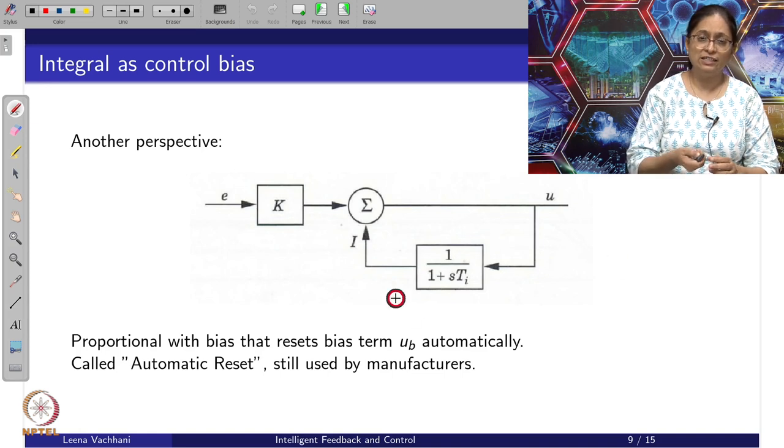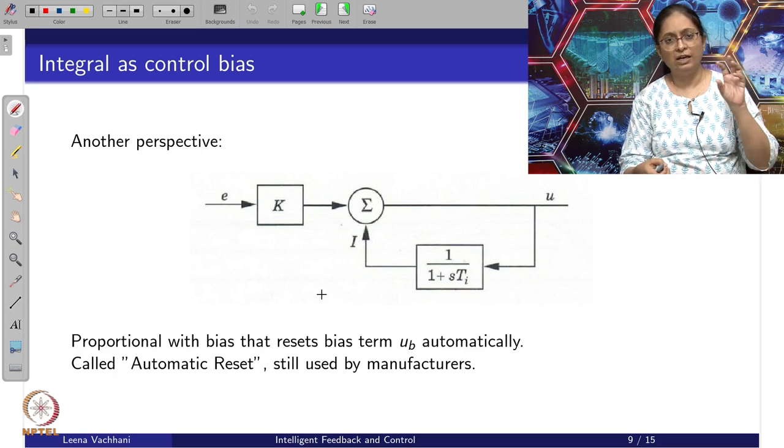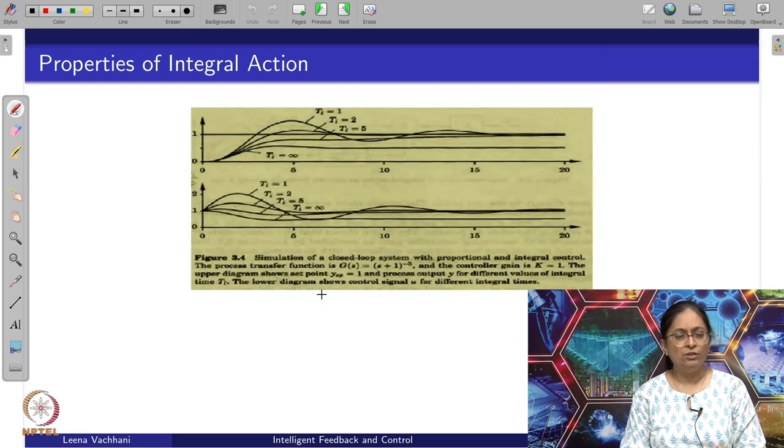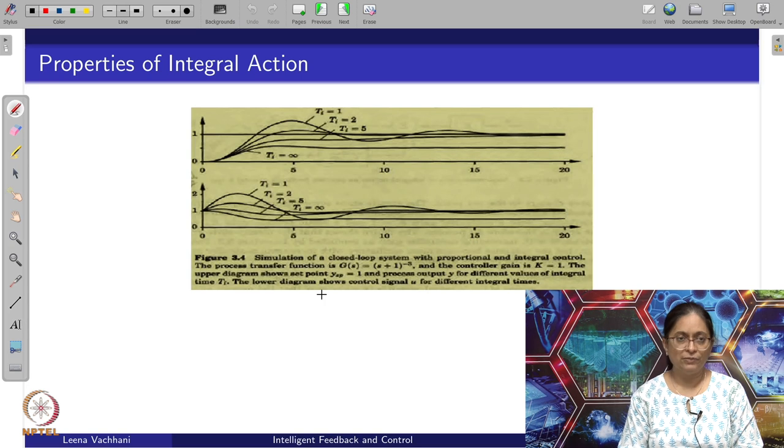At the same time, digitally also it is easier to implement, because this term is representing your low pass filter. Any higher frequencies which are captured through the sensor measurements, this low pass filter is rejecting them automatically and it's getting added as an integral term. So this structure of implementation is very, very popular for implementing the PI term instead of simply a cascade form of proportional and integral terms. Let's further look into the properties of this integral action.